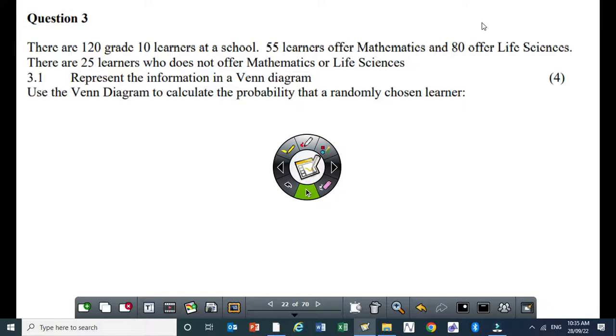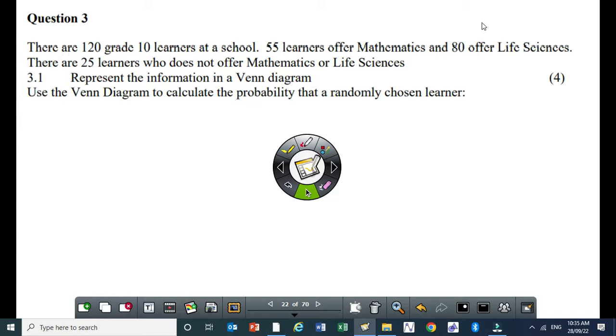Grade 10 learners at a school. 55 learners offer mathematics, and 80 offer life sciences. There are 25 learners who don't do mathematics or life sciences. It's very much possible. So the first question says, represent the information in a Venn diagram.